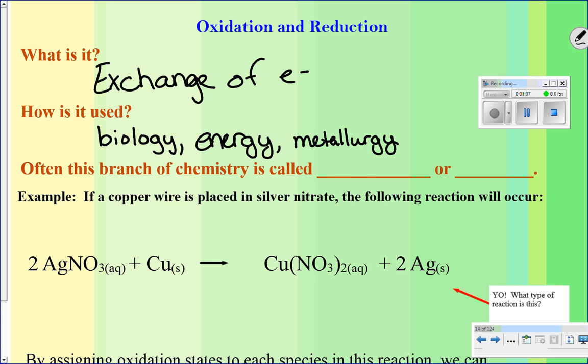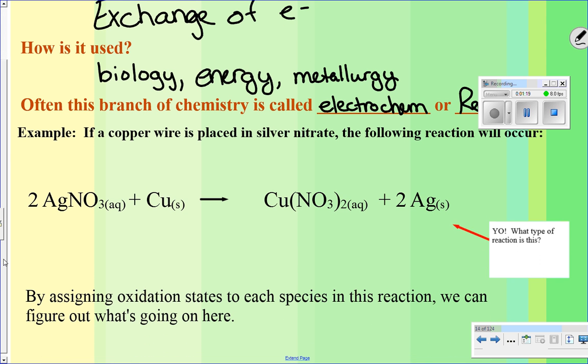This branch of chemistry is called electrochemistry, or the other word that we use a lot is redox. So those are some interchangeable terms that you will hear. In class, we're going to be doing a demo where we take a copper wire and place it in some silver nitrate. The following reaction will occur.